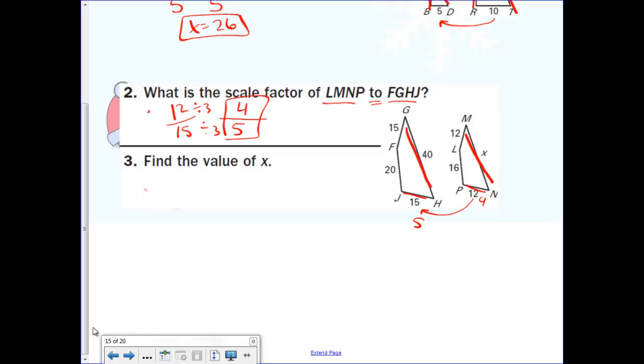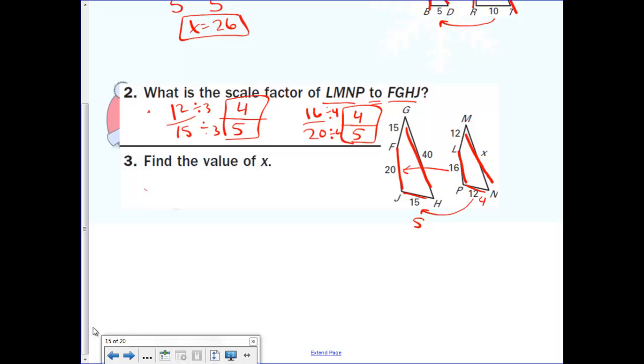What if Corey said, hey, Mr. Roop, how about LP to FJ? I want to compare 16 to 20. Could we do that? Why not? If they're similar, they should all come out to the same scale factor to be the same proportion. 16 divided by 4 is 4. 20 divided by 4 is, look at that. We still get the same scale factor, as long as your corresponding sides are the ones that you're comparing.